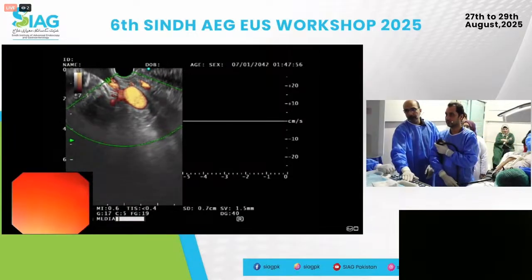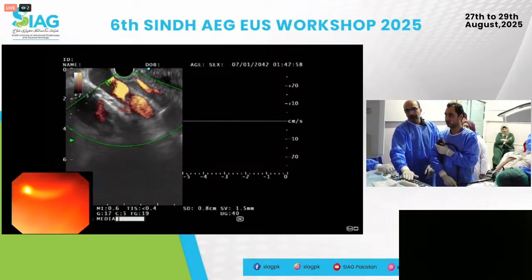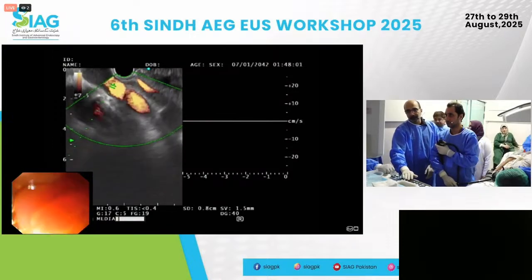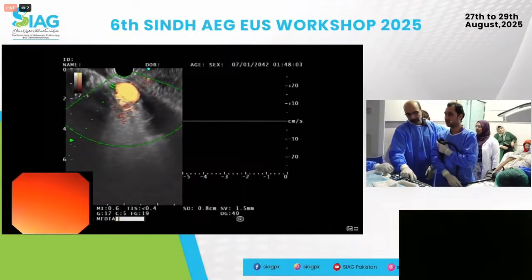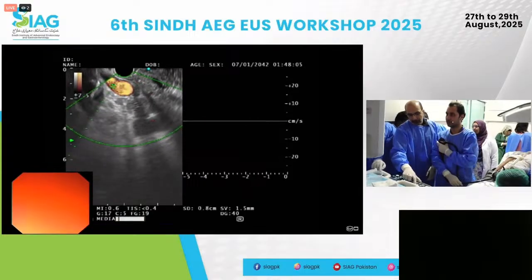I'm not sure why we're not seeing the waveform, but anyway. I mean, honestly, you are in the bulb, right? No, we're in the second portion. Second portion. Yes.